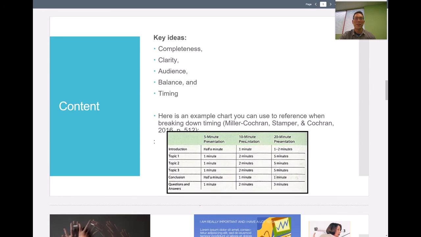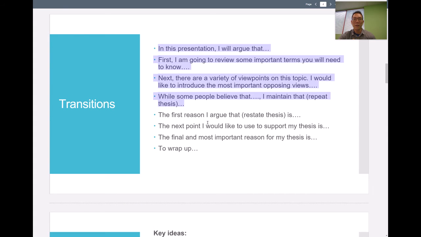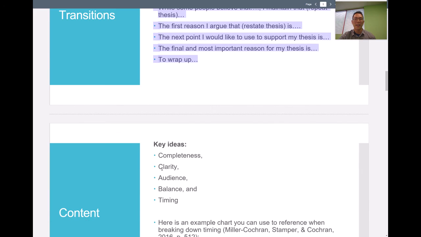All right, so more information about the content. Use those transition words to make sure you have every part in your presentation. So that's your completeness part, okay? So if you use all these transition words to make your presentation, great. You've talked about everything that the term paper has, all the work that you've done. Great. Great. That's good. That's complete. All right. Clarity.